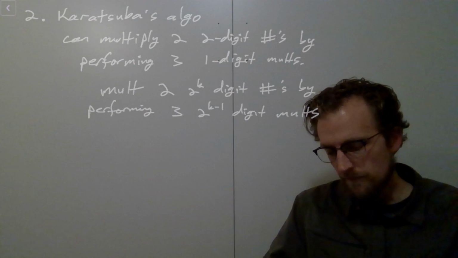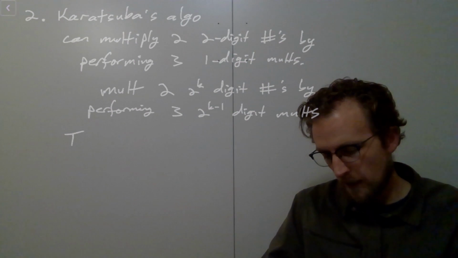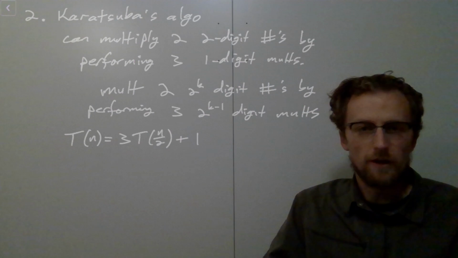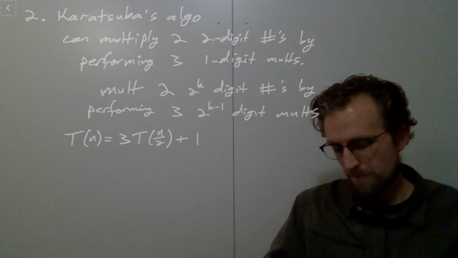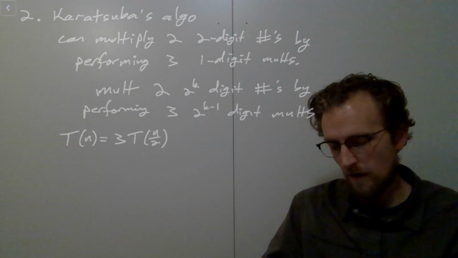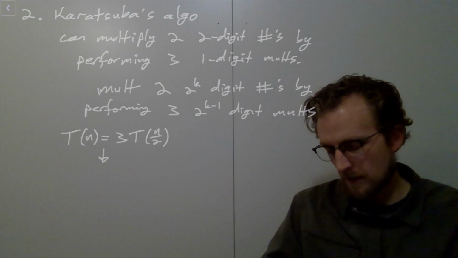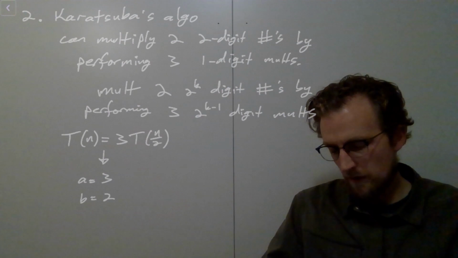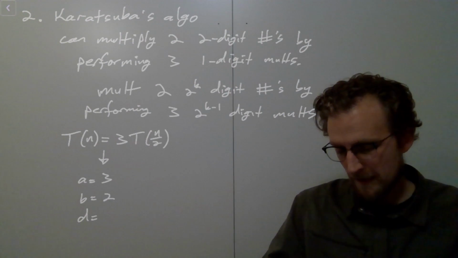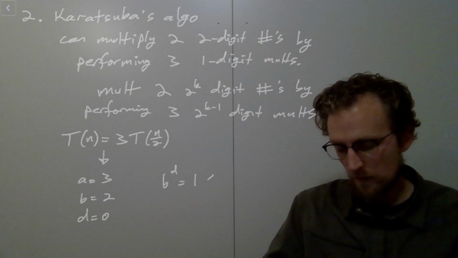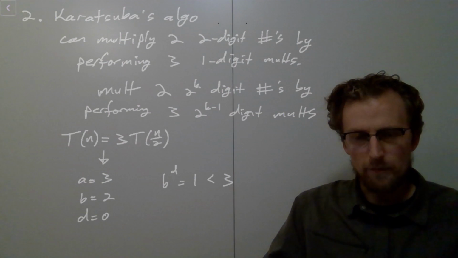And so this gives us a recurrence relation of T(n) = 3T(n/2) + 1. All right? Well, I guess there actually is no plus 1 if we're just counting multiplications. But if we chase this down, this gives us a = 3, b = 2, d doesn't matter. We can say d = 0, or it doesn't matter here. And so b^d is just 1, and that's way less than 3. So we're recursion limited here.